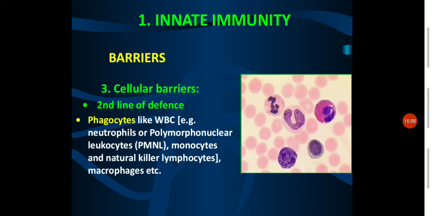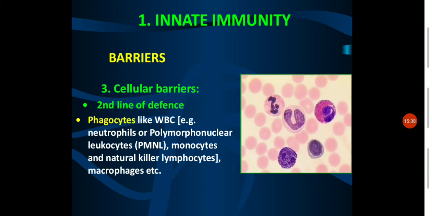Cellular barriers are also known as the second line of defense. The first line of defense is the skin and the physiological secretions like saliva, HCl and so on. The second line of defense is the cells placed inside our body, in the fluid tissues we come across inside our body, obviously blood and lymph.